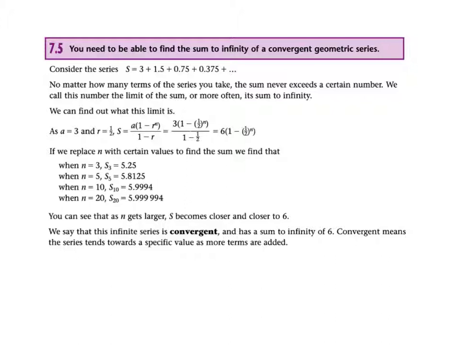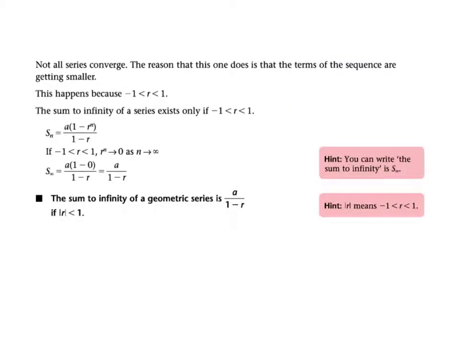Now if we put in certain values, n equals 3, we get the value 5.25, n equals 5, 5.8125, and so on, up to n equals 20, 5.99994. We find this sum is getting closer and closer to 6. It seems it's never going to either reach it or exceed it, so it converges on 6. One of the properties here is that the value of r is between -1 and 1. It's not equal to them, it's between those two values. And when it is, we'll be able to find the sum to infinity.